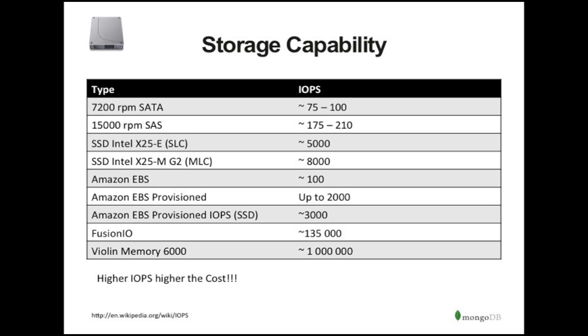Obviously, we can go even further, depending on how deep our pockets are for storage. And if you're using something like Fusion-io disks or even violin memory ones, we can get a lot more throughput. But obviously, this comes with a cost. Higher IOPS generally mean higher cost.